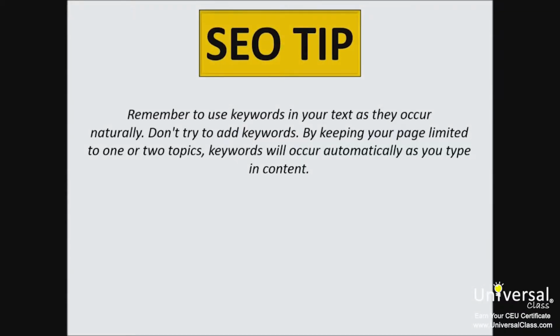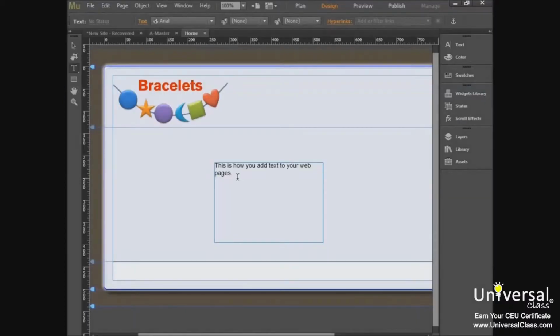And a quick SEO tip, remember to use keywords in your text as they occur naturally. Don't try to add keywords. By keeping your page limited to 1 or 2 topics, keywords will occur automatically as you type in content. Now, if you tried to start typing and nothing appeared, then you may need to click your cursor within the text box again before you can start typing.